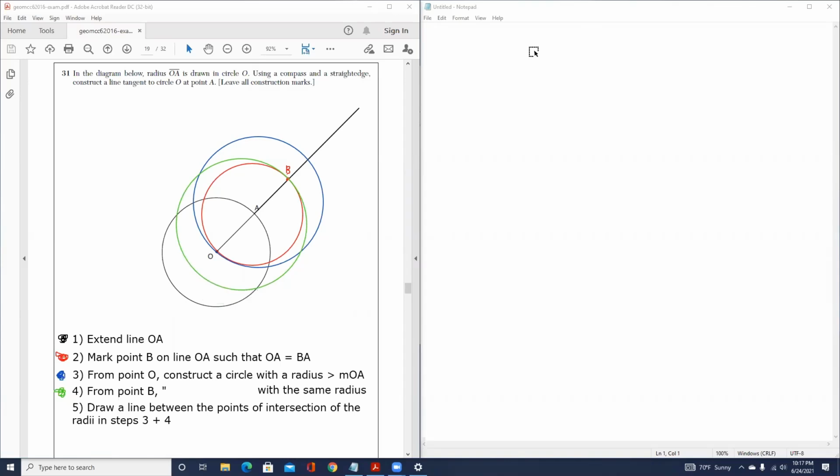Our final step, which is point 5, we're going to use a purple color for this. We're going to mark these 2 points, call them C and D. And we have to finally draw a line between them. And we get the best possible tangent line I can draw.